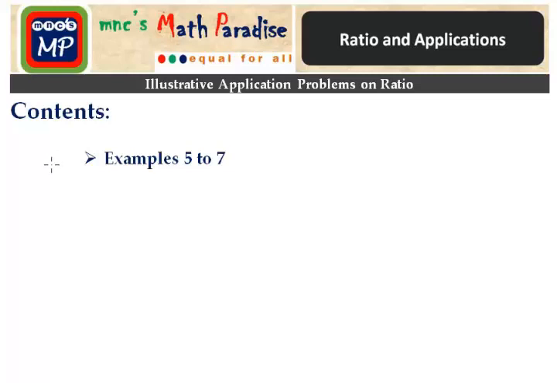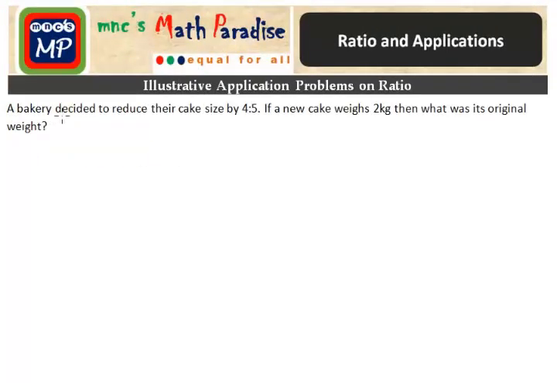Here we will practice 3 more example problems on ratio. A bakery decided to reduce their cake size by 4:5. If a new cake weighs 2 kilo, that is, the new cake weighs 2 kilo, what was its original weight?